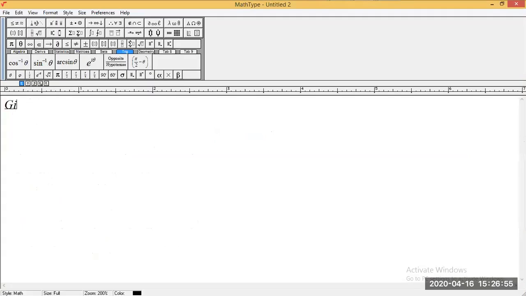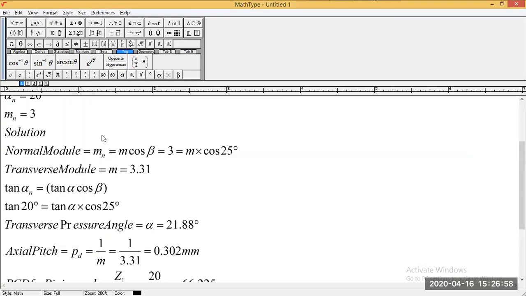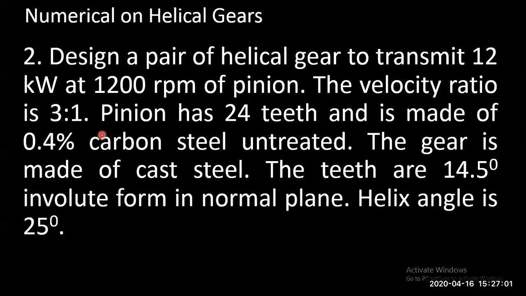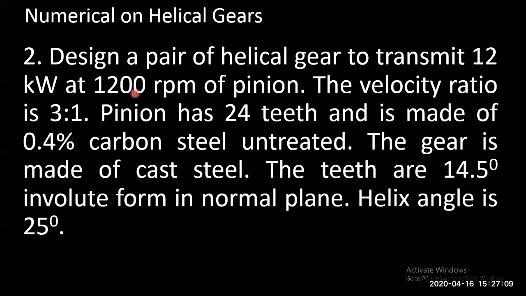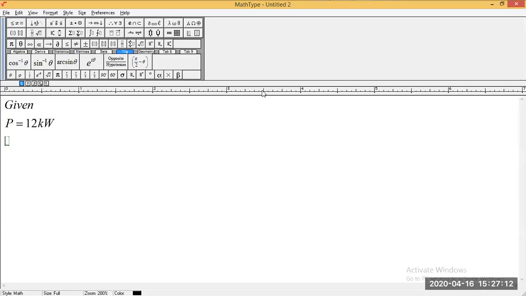Right. So what is given is power, say 12 kilowatt. Then RPM of pinion is given. RPM of pinion, N, we will use the small one, N1. So 1 is for pinion, or you can use NP also. You can designate it as NP or N1. Both can be written as the same thing.